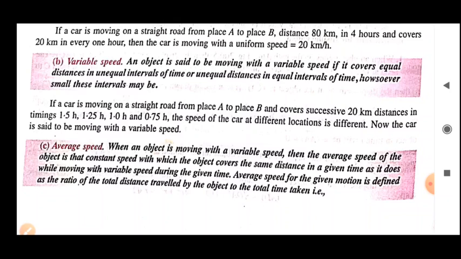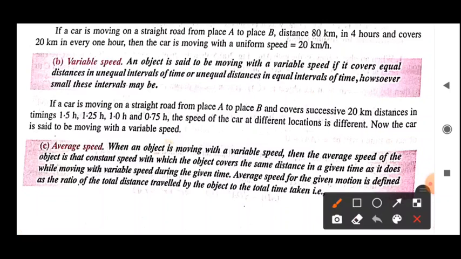Now the third one, let's see average speed. The average concept you know arises whenever we are taking some type of arithmetic mean. So let's see the first definition. When an object is moving with a variable speed, then the average speed of the object is that constant speed with which the object covers the same distance in a given time as it does while moving with variable speeds during the given time. So the average speed of the given motion is defined as the ratio of the total distance travelled by the object to the total time taken.